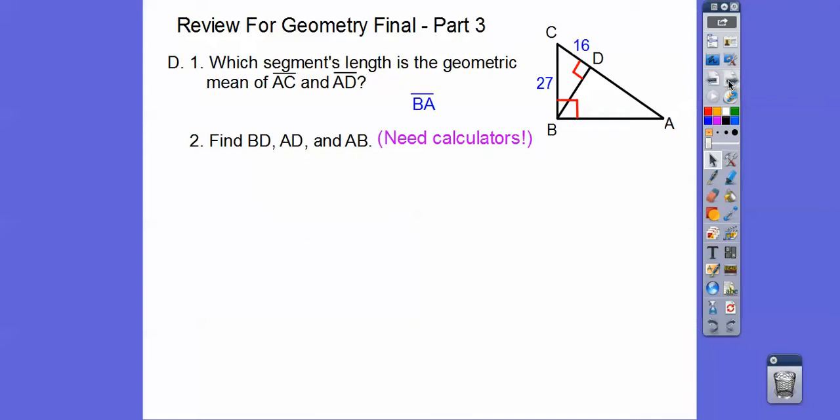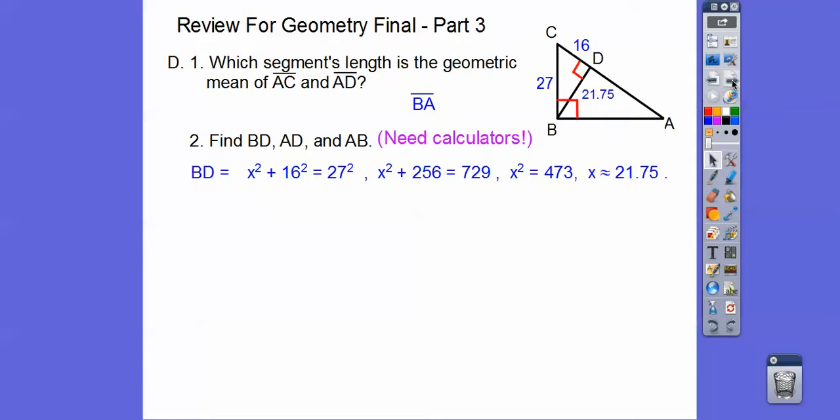All right, let's find BD. Okay, so let's find this. All right, so we got to use Pythagorean Theorem to get this piece here. So I'm going to call that X right there and go ahead and use the Pythagorean Theorem. All right, square root both sides, and we get about 21.75. All right, let's round them all to the nearest hundredth. Okay, so now I'm going to use this as my geometric mean. So this goes bottom left, top right between this guy and this guy. So we'll call AD X now, okay?